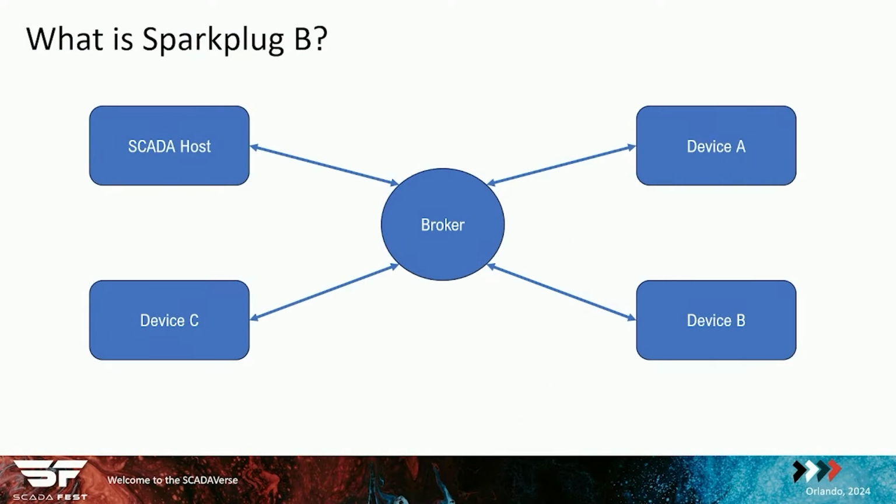Like I was saying, the heart of Sparkplug B is this central broker. This is where everybody's talking to. The other thing is that everybody only needs one data connection. You're only ever talking to the broker. You don't need to connect from your SCADA host to devices A, B, and C. You just need to connect to the broker, and you'll get the data from all three devices. That can be a good thing. It could be a bad thing, because if you lose that link, suddenly you lose data from all three devices. So there are pros and cons depending on your situation.